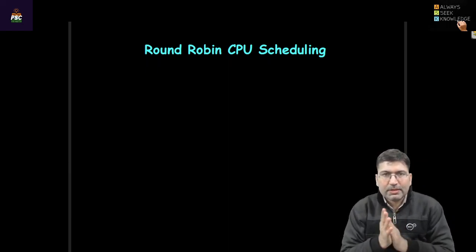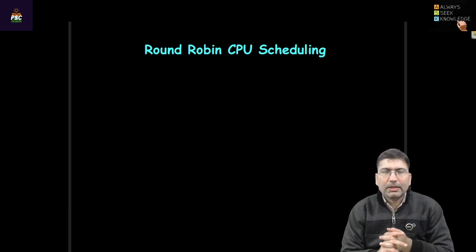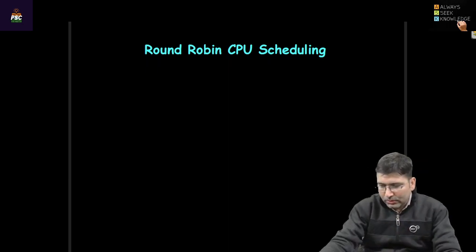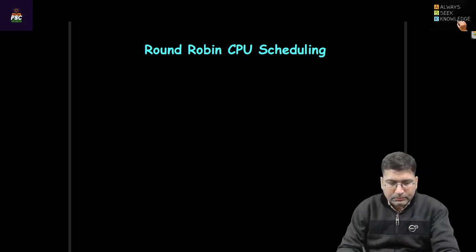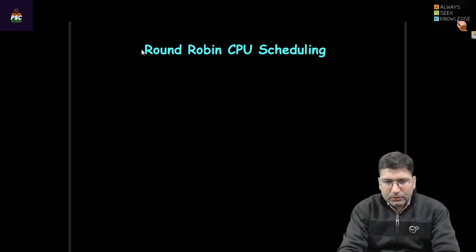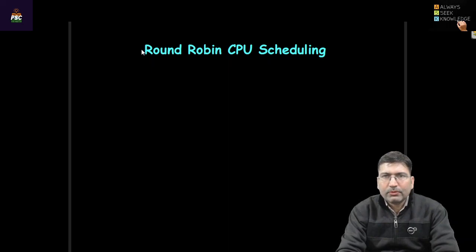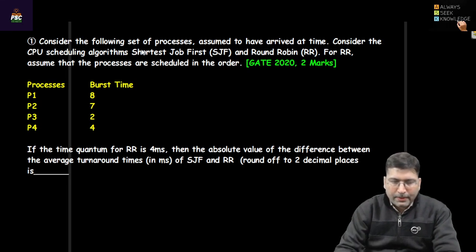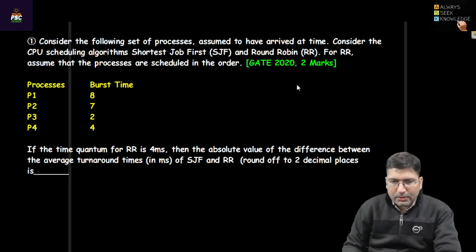Okay, so let's start the new scheduling algorithm, that is round robin scheduling algorithm. In this session, I'm going to solve a few previous year questions of GATE exam on round robin. So let's quickly solve the problems. After solving these problems, you will be confident enough to handle any type of numerical on round robin. So the very first question is from GATE 2020.